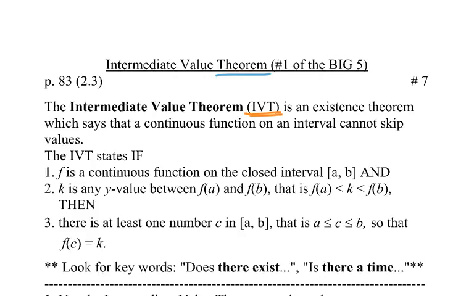And the intermediate value theorem is an existence theorem, which says that if a continuous function on an interval cannot skip values. Basically, it's really easy to understand on a graph.